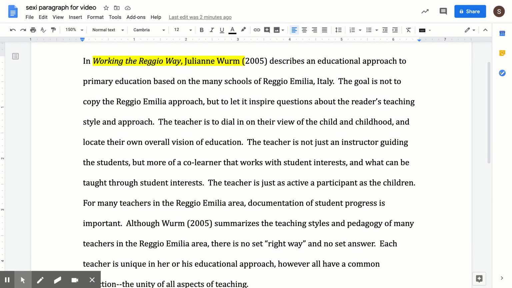And the author of this paragraph had read the book and was trying to just summarize one main idea, like what is the purpose of this kind of curriculum. Okay, so let's read through this paragraph together and try to analyze it.